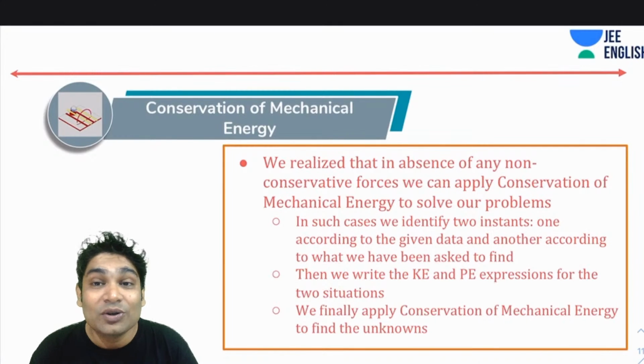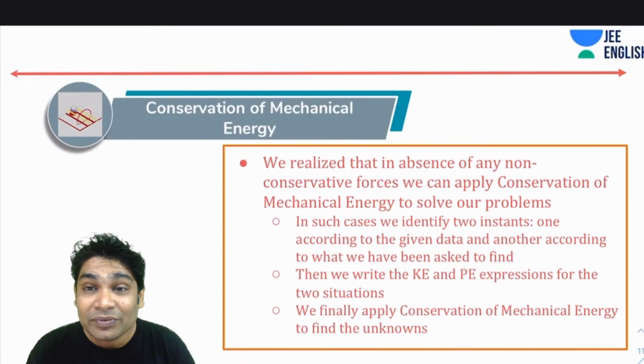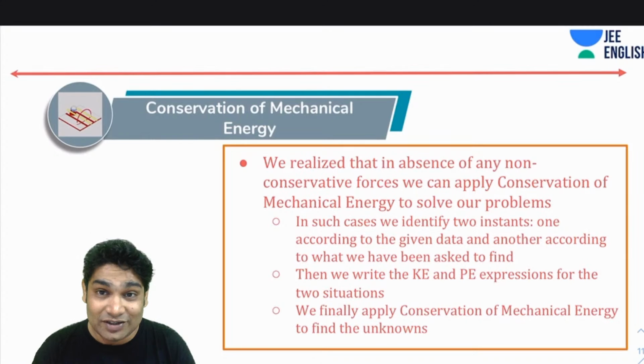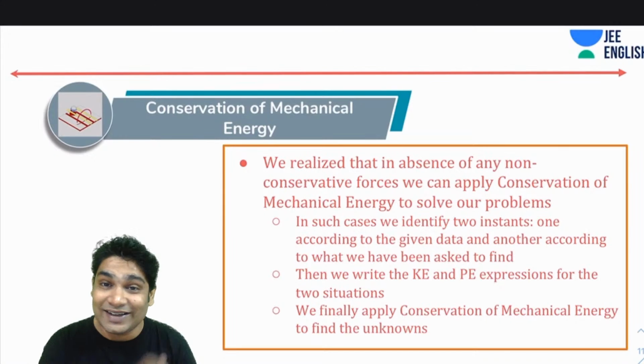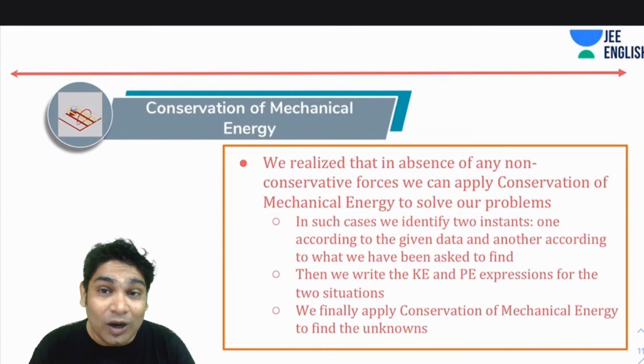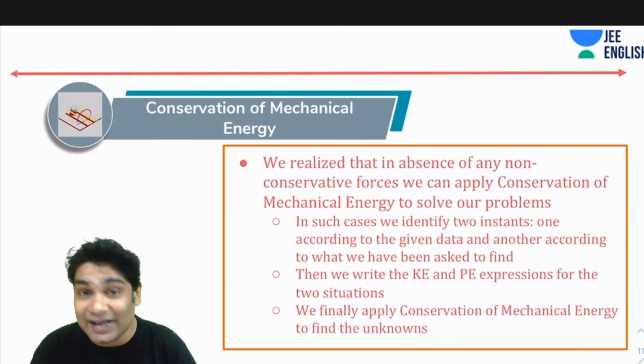Alright, so we realized in the last class that in absence of any non-conservative forces, you can apply conservation of mechanical energy to solve your problems. And how do you go about it? In such cases, you identify two instants first. One, according to the given data, so some information must be given to you. Based on that, you choose a first instant, and then according to what has been asked to you, you will choose a second instant.